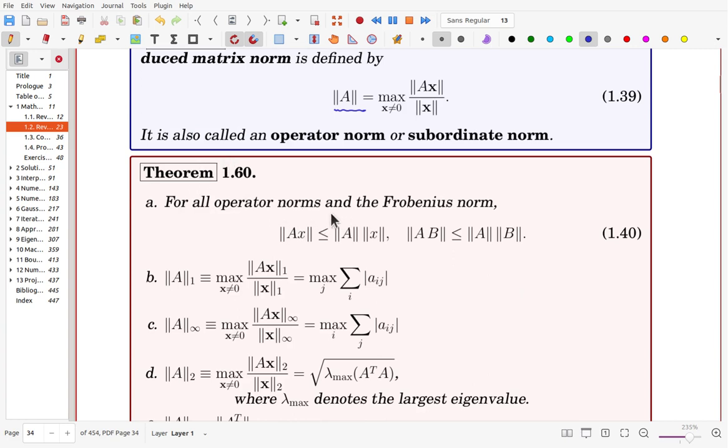Now, for all operator norms and the Frobenius norm, it is always true. And also, the product norm of AB is bounded by the A norm and the B norm. Now, the A1 norm is the operator norm induced from the vector 1 norm, so it is the maximum, for non-zero x, of the 1 norm of Ax divided by the 1 norm of x. That is the definition.